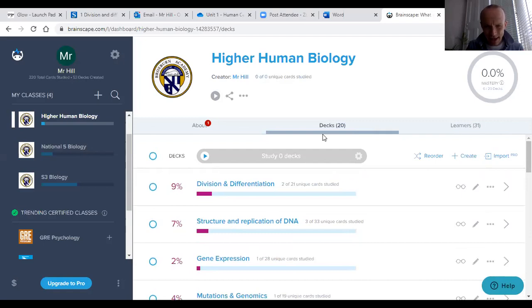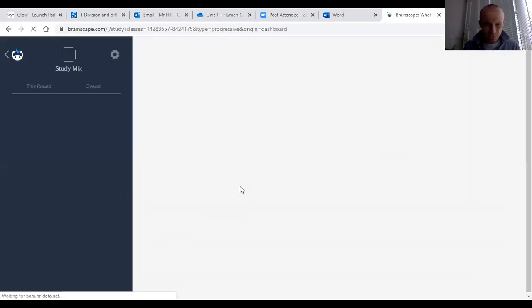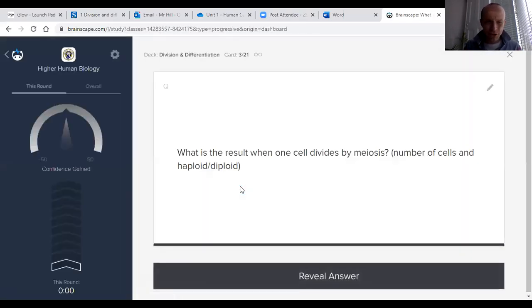So you can, again, go in and we're not asking you to necessarily know the answer to any of these things, but just go in and get used to using it and seeing how it works. It's pretty simple, but get used to it. We're going to the first topic, division and differentiation. You'll be asked a question, and then basically answer it yourself in your head or write it down.